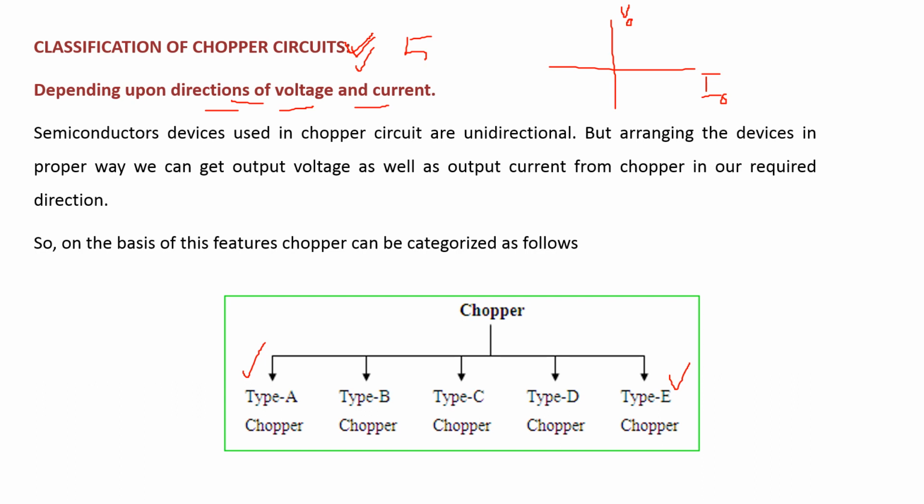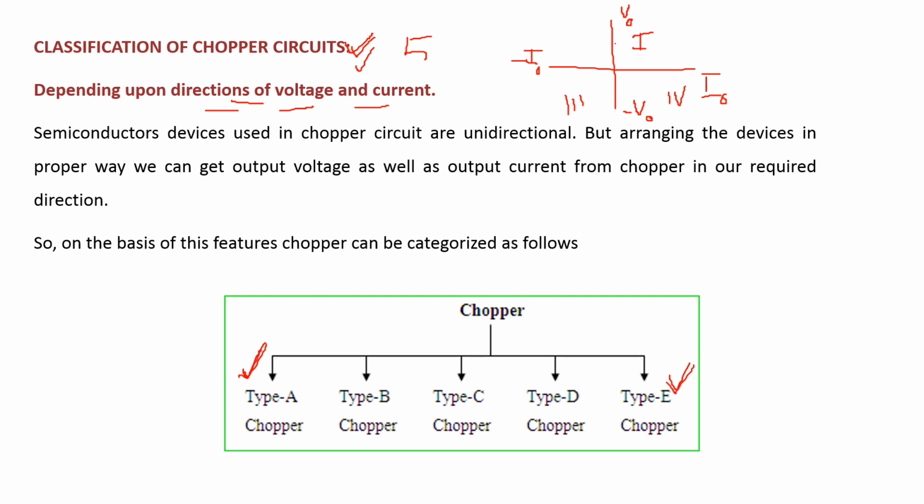If the voltage and current both are positive, we get the first quadrant operation. If voltage is positive and current is negative, we get the second quadrant operation. If voltage as well as current are negative, that is the third quadrant operation. Similarly, if current is positive and voltage is negative, it is fourth quadrant operation. Depending upon the quadrant operations, this classification is made, from class A chopper to class E chopper.